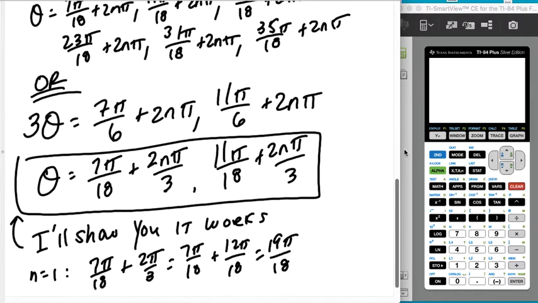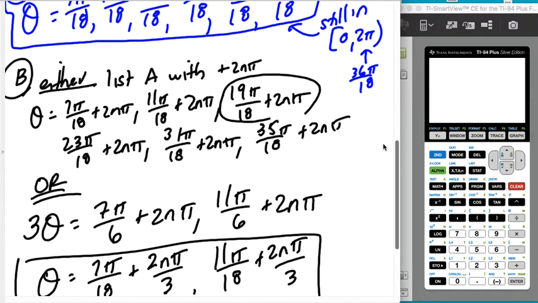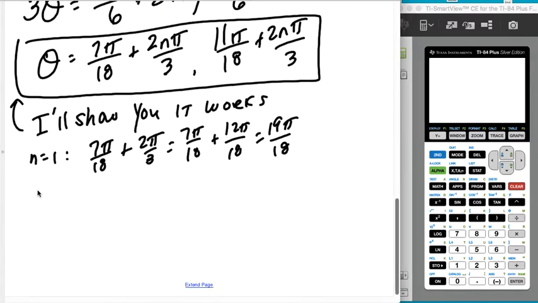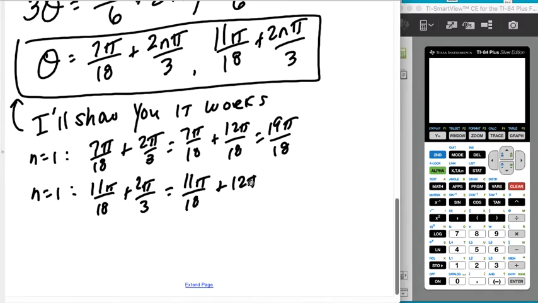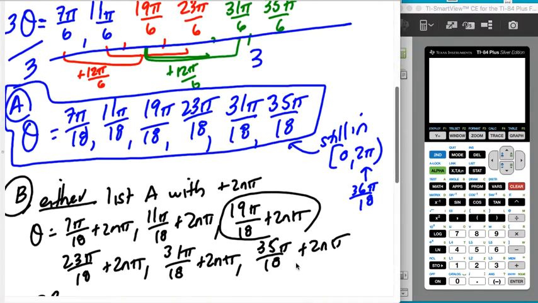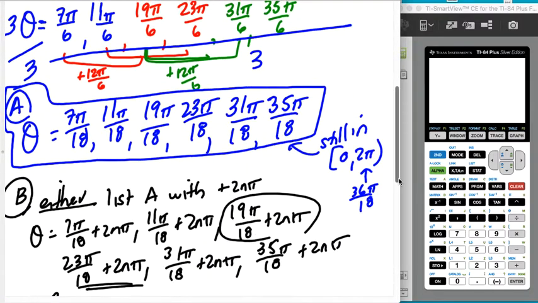Well, look at what your second answer right here was. That was that answer, right? And if n were 1 for the other one, I would get 11 pi over 18 plus 2 pi over 3, which is 11 pi over 18 plus 12 pi over 18, which is sure enough 23 pi over 18, which, if you look up here, is this next one, that's this one, 23 pi. So you could do it this way.